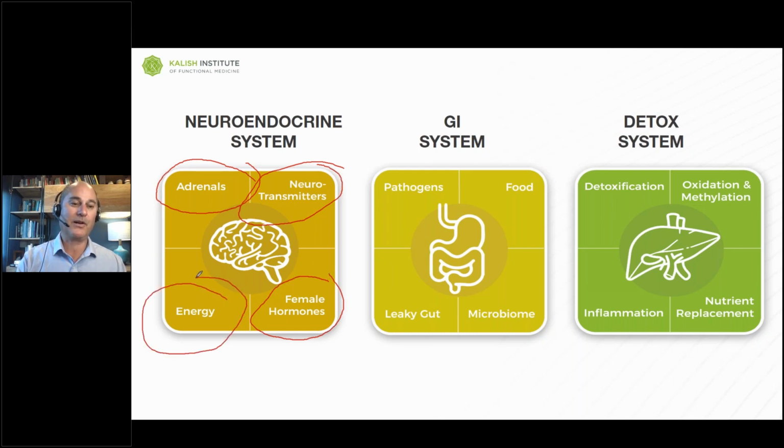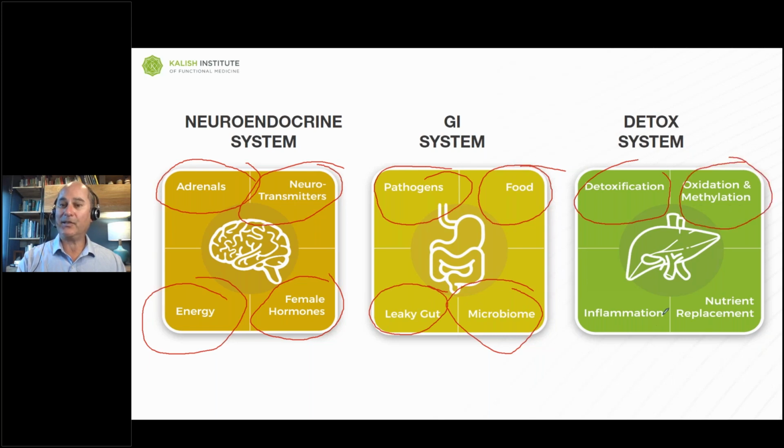So mitochondria is what energy stands for. On the GI side, GI pathogens, foods, that's the gluten problems, all that stuff. The microbiome itself, the good bacteria, and then leaky gut repair. Detoxification, oxidative stress and methylation, inflammation, and then this last category in the lower right-hand of the very last body system is a tricky one. It's a sneak. It's not really very fair. Nutrient replacement, because that's like everything.